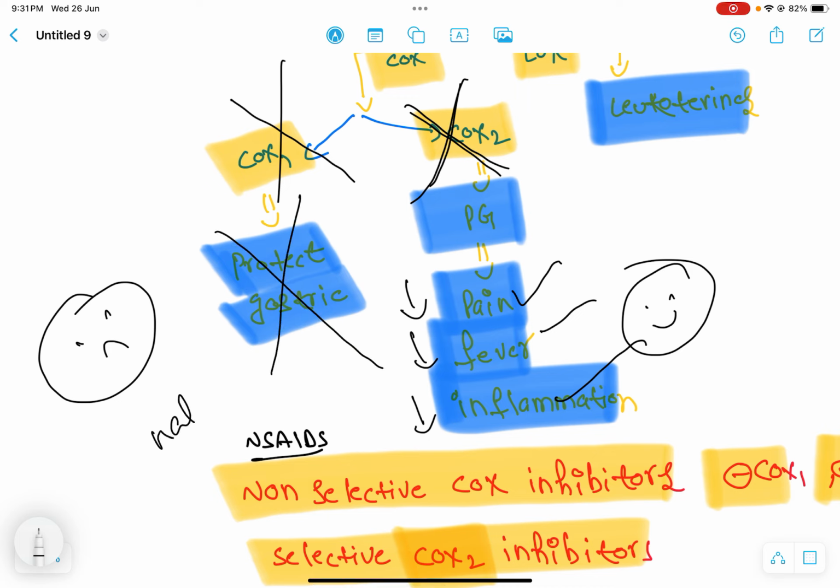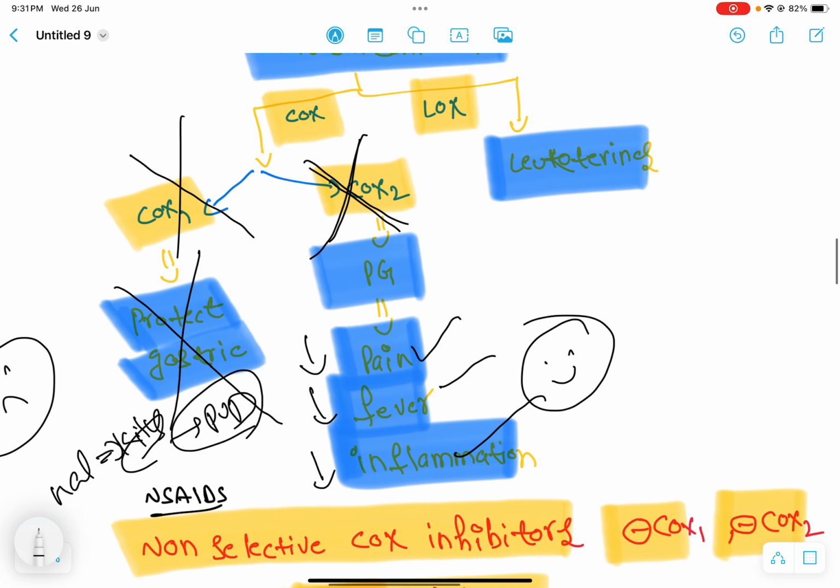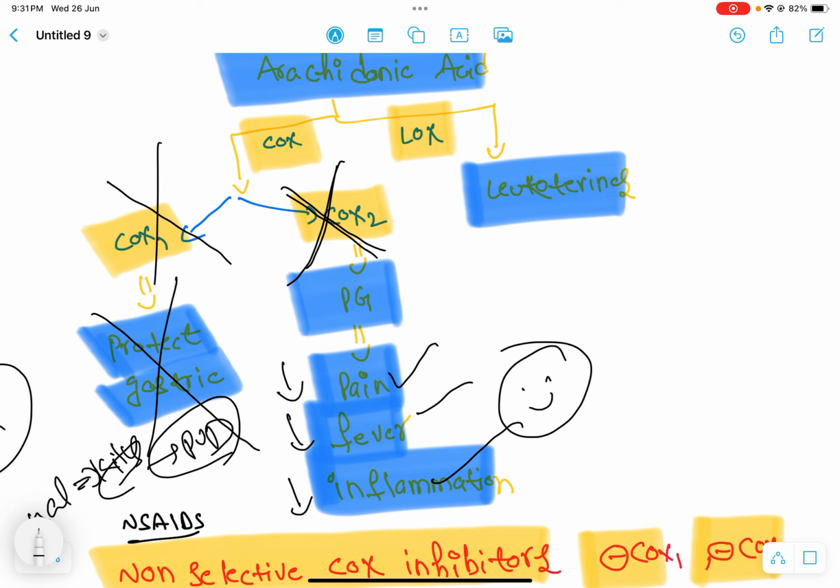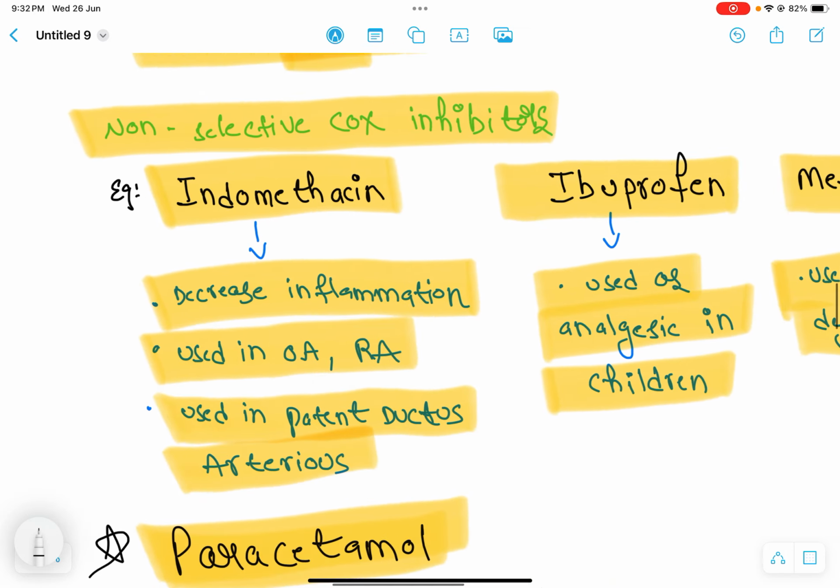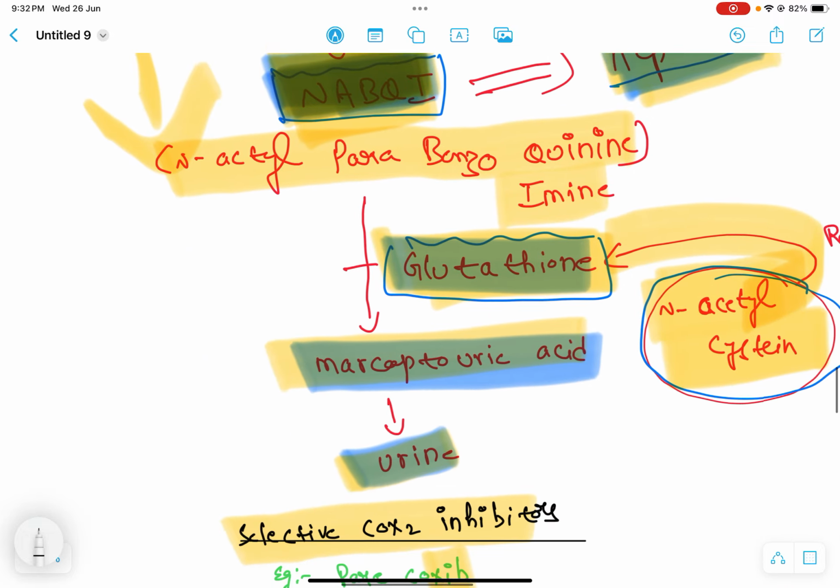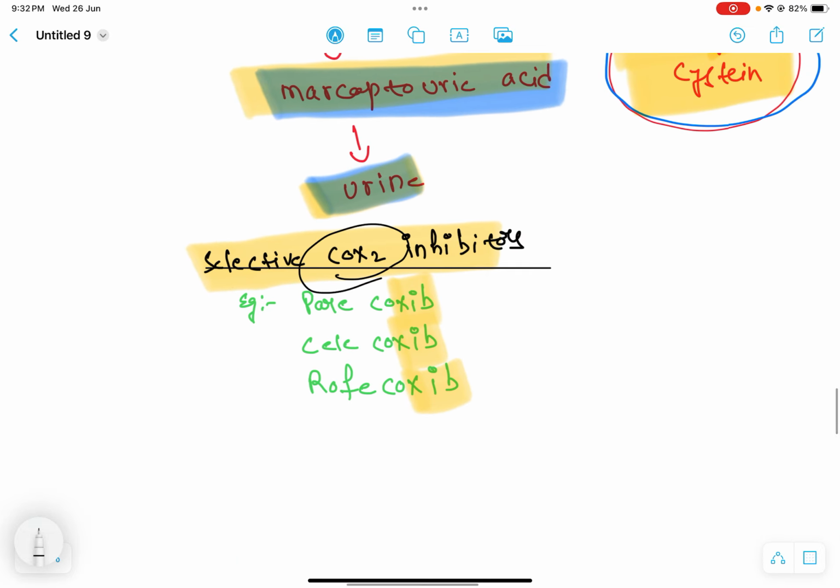Therefore the acid will kill the stomach, and therefore it will cause peptic ulcer disease. So to avoid this problem, we give a selective COX-2 inhibitor. It will inhibit only this pathway. This pathway will keep on functioning. The examples are the drugs which end with XIB, the coxibs, as I told here. COX-2 selective inhibitors, the coxibs.